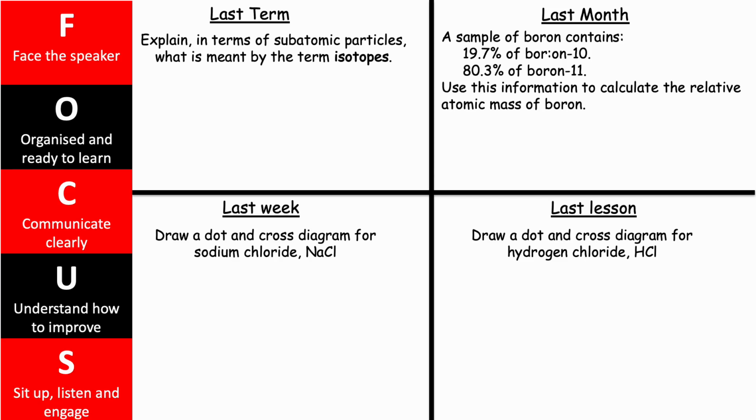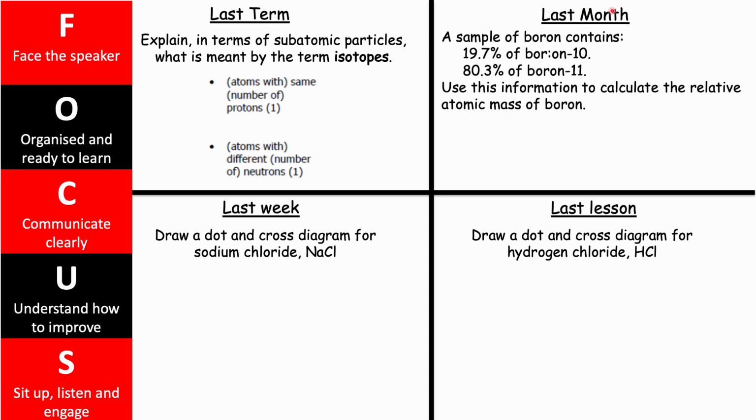Starting with the last term question then, it says explain, in terms of subatomic particles, what is meant by the term isotopes. So hopefully we remember that isotopes are atoms of the same element with the same number of protons and a different number of neutrons. Now, if in your answer you've said that they've got the same atomic number but a different mass number, you would not get the mark because the question asks you to explain your answer in terms of the subatomic particles.